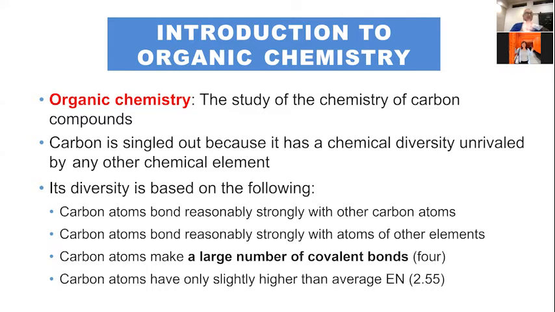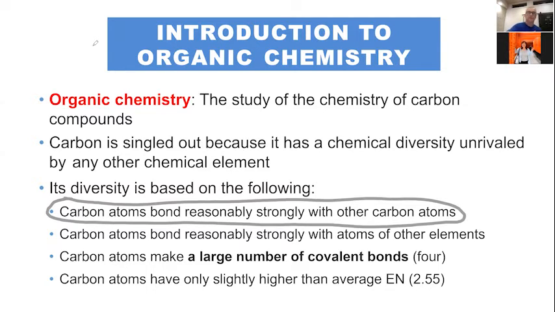So why is it so diverse? Well, carbon atoms make pretty strong bonds with other carbon atoms. So when you burn something with carbon in it, it burns at a fairly high temperature because it takes a lot of energy to break those bonds. And we'll find out the more that carbon is bonded, the greater the energy in those bonds, and the greater the heat produced when they're broken.